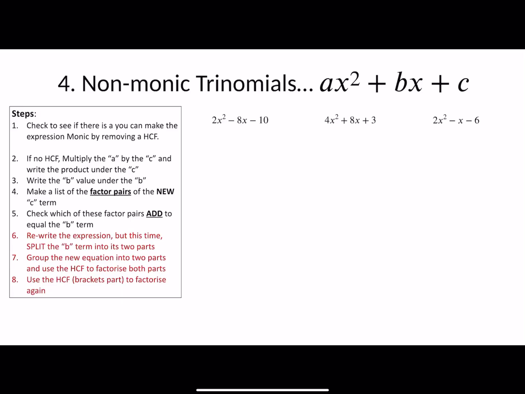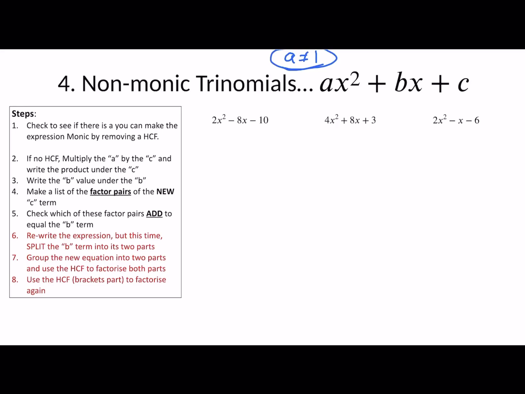Okay, now it's time for step 4 in the factorising tree. It's non-monic trinomials. Now all that means is the a value, so the coefficient of the x squared term, doesn't equal 1. It can be a positive number, it can be a negative number, fraction, decimal, doesn't matter. So long as there is a number out the front of the x squared term, that makes the trinomial non-monic. First example, 2x squared minus 8x minus 10. Now, remember the first three rules, highest common factor, difference of squares and monic? They're all easier than these ones. So if we can convert these non-monics back into one of those, then it's going to make the job easier.